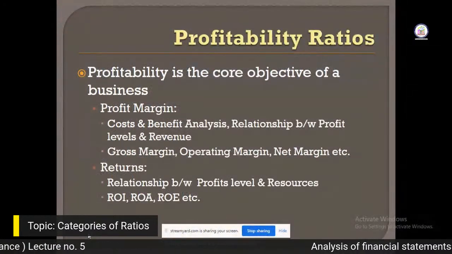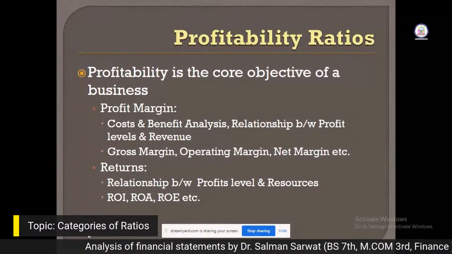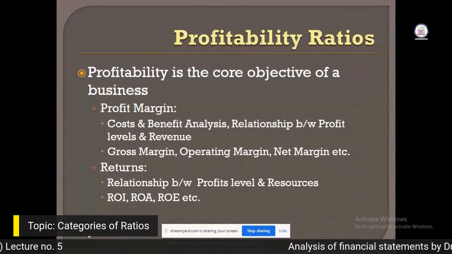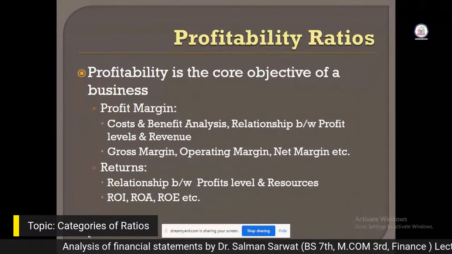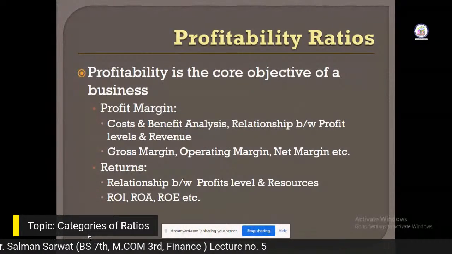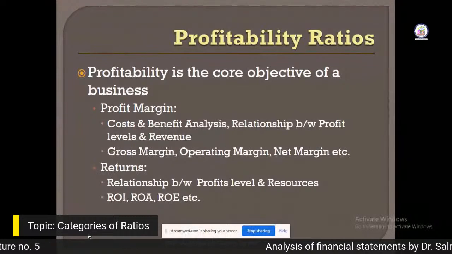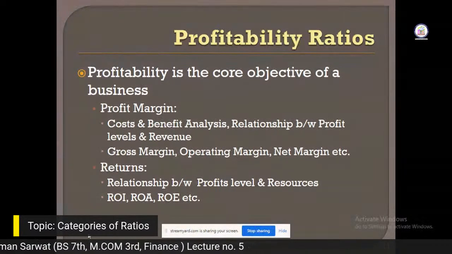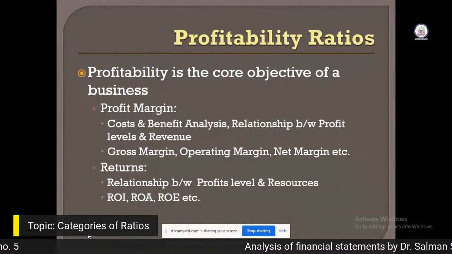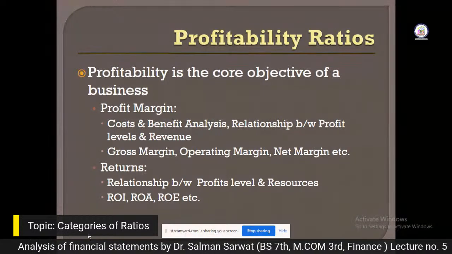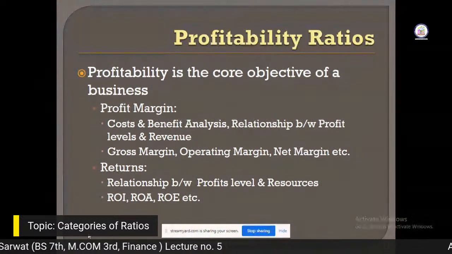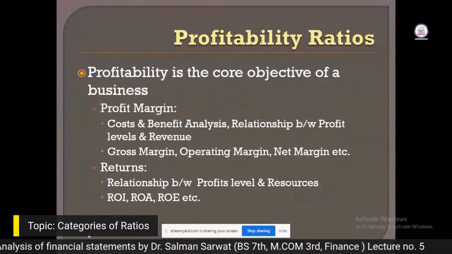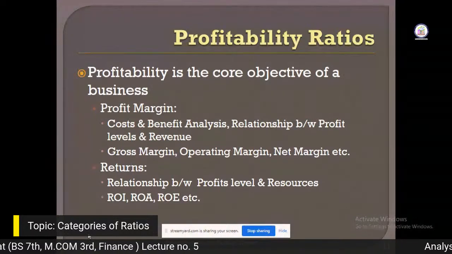For instance, profitability. Profitability is the core objective of the business. In profitability ratios, our basic task is to perform cost benefit analysis. We create a relationship between the profit level and the revenue, meaning sales. We usually have four profit levels. Number one is the gross profit, which comes just after deducting the cost of goods sold from the sales. This is the first level of profit. At this level, we have just deducted the indispensable cost from the sales. Indispensable means a cost which is ultimately necessary to generate sales, or to even conduct sales activity.